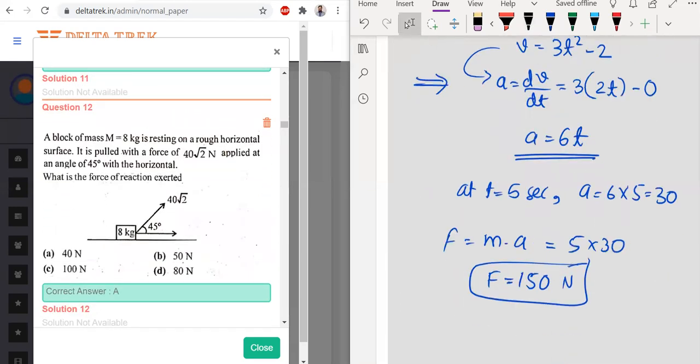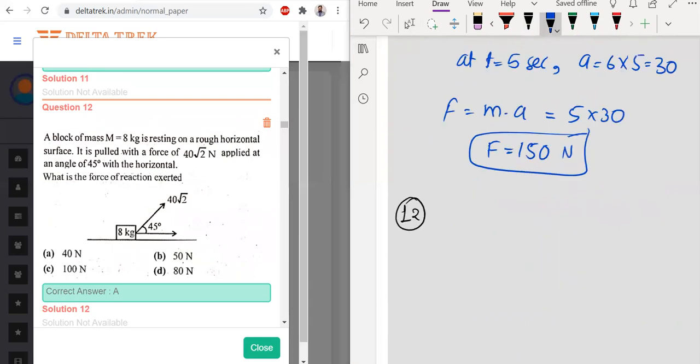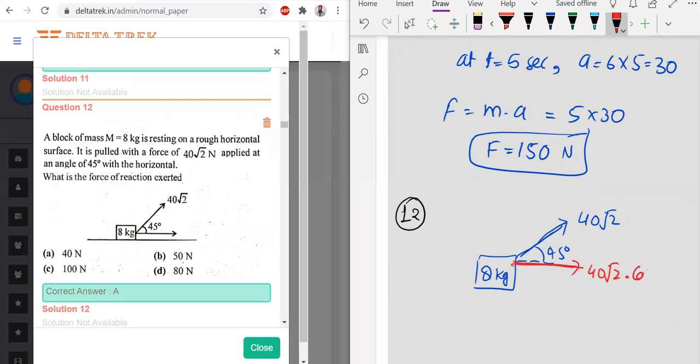Question number 12. Okay, earlier I explained, suppose it is an 8 kg box and the force is acting 40 root 2 at an angle 45. Now the problem is we cannot use this 40 root 2. We need to make the components. So it will be what? 40 root 2 into cos 45 degree. I already know cos 45 is 1 by root 2. So 40 root 2 into 1 by root 2. How much will it become?